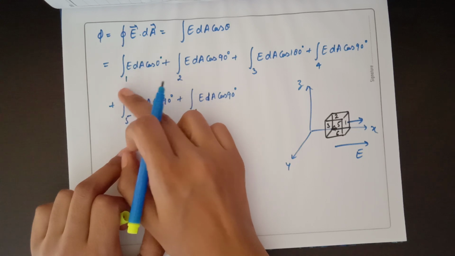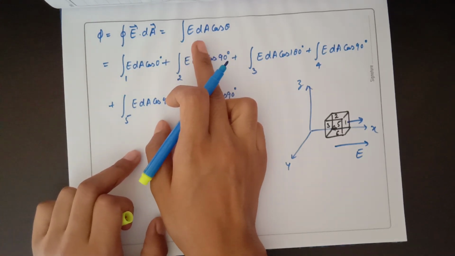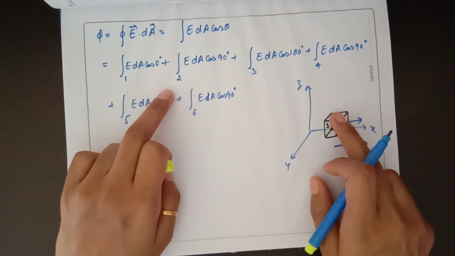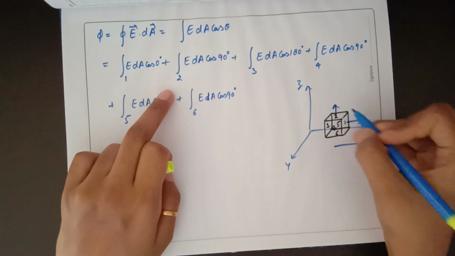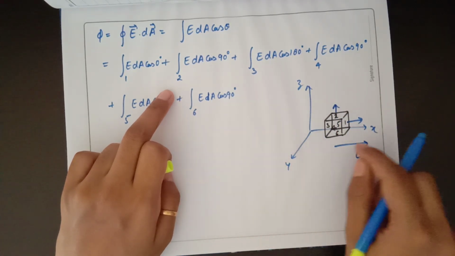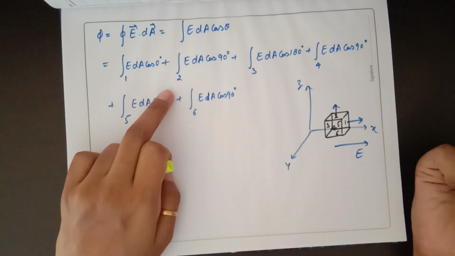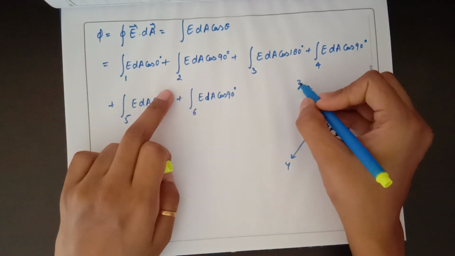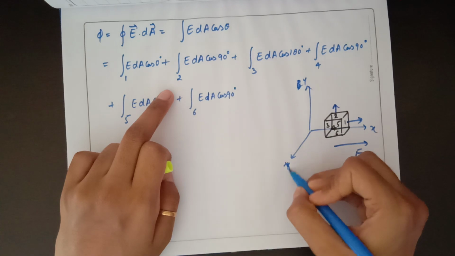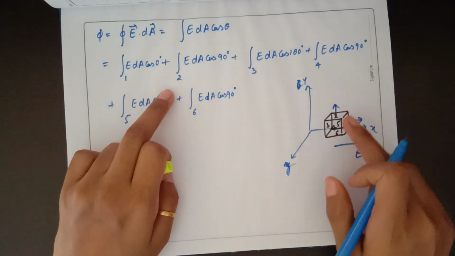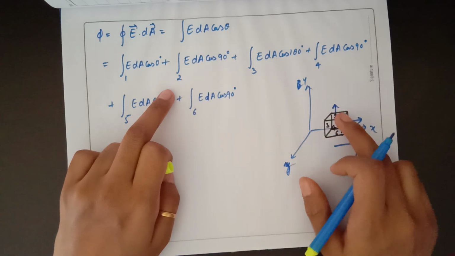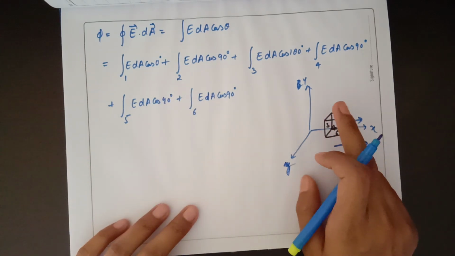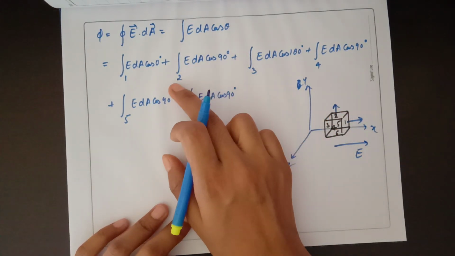So I can write for the first surface, this will lead to E dA cos 0 degree. For the second surface, which is this, the area vector will be like this. From the figure you can see the E vector is in the positive x direction, and the normal to surface 2 is in the y direction, as I took this as the y direction and this as the z direction. So the normal to the second surface is in the y direction, and the electric field is in the x direction. So the angle between these two will be 90 degrees for the second surface.